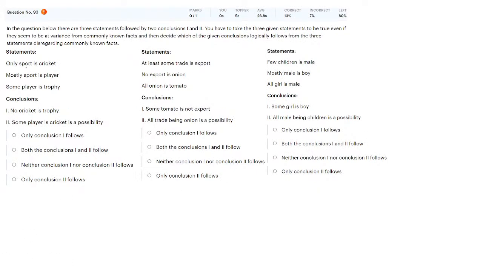Here is the syllabus. Only sport is cricket. So this is the sport. This is the cricket part. Mostly sport are player. So this is player. Some player are trophy. Now one thing should be very confirmed, that only sport is cricket.